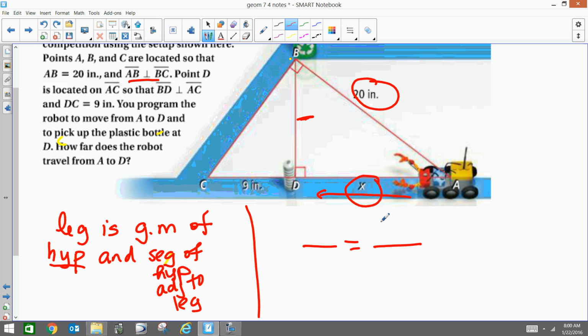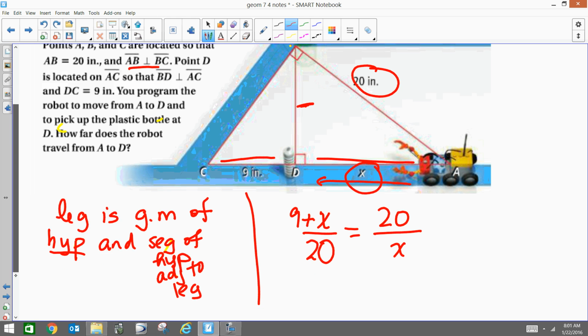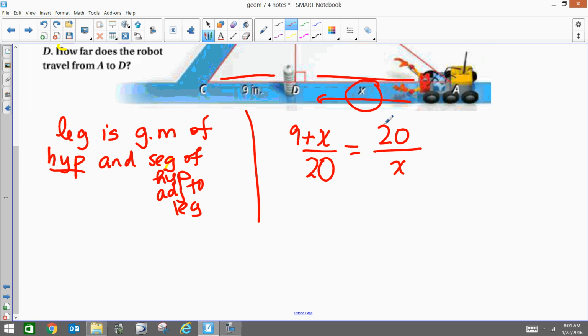Leg. The only leg we have is 20 inches, so I'm going to put 20 over here. Everything's in inches, so I don't have to worry about that. The hypotenuse would be 9 plus x, not 9 times x. And these are the two segments here and here. Adjacent to 20 would be x. So we get some multiplication: 20 times 20, 400, equals x times 9 plus x. And distribute: 9x plus x squared.